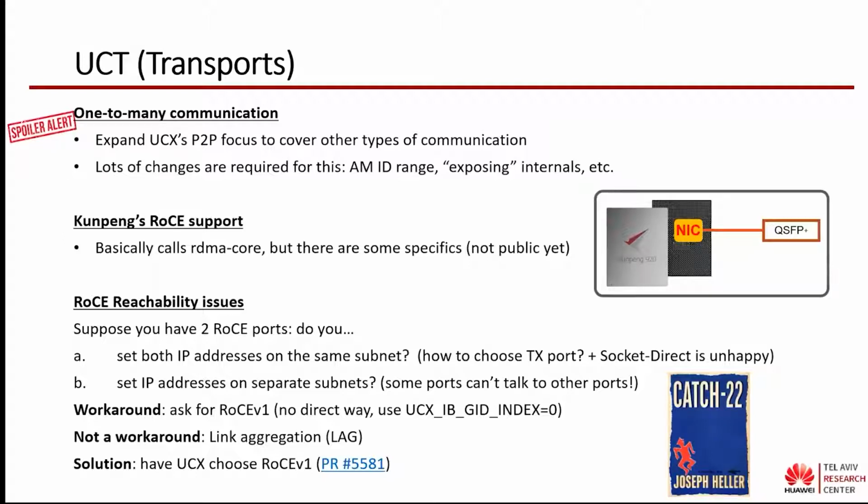Both of them kind of cover the same subnet, and you have problems like the packet should have arrived on this port and arrived on that port. And to make things complicated, we have socket direct, and it makes socket direct a bit unhappy. On the B alternative, you set IP addresses on separate subnets, and then you can control: if it's on this subnet, it's this IP. If it's on that subnet, this port is on that subnet, and the other port is on another, and then you can control the way packets are sent.